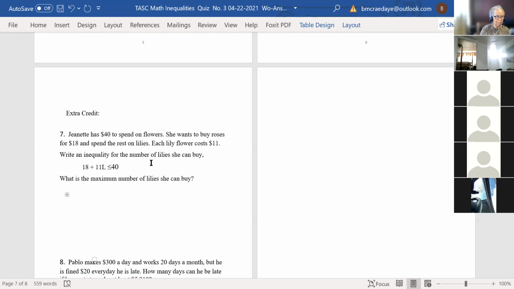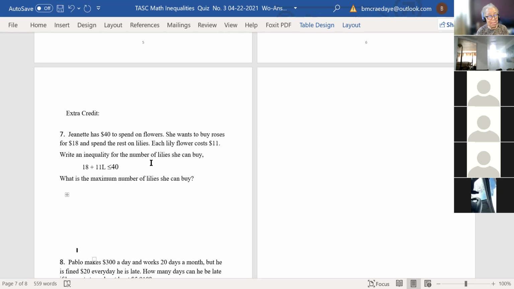Okay. Why do I have 18 plus 11L on the left? Well, I think 18 is the amount for the roses. That's right. Perfect. What's the 11 for? For the cost of the lilies. Right. And what's the L for? The L is for lilies. That's for the number of lilies, right?